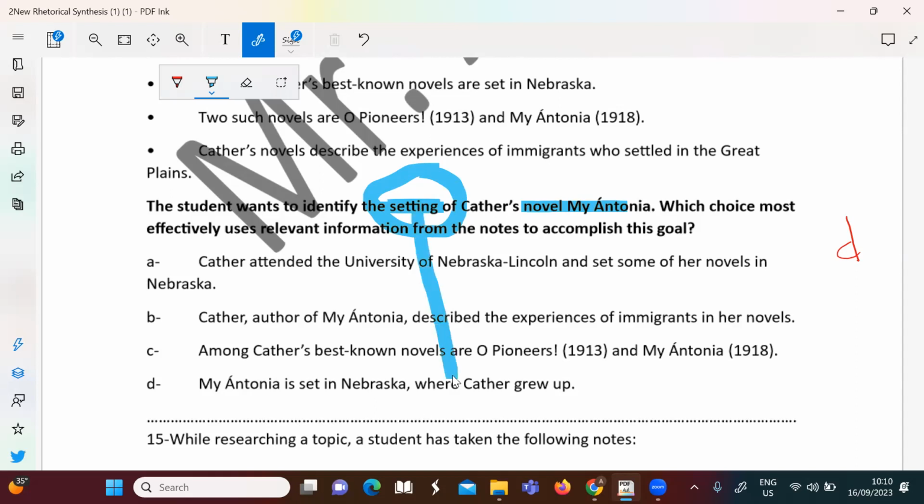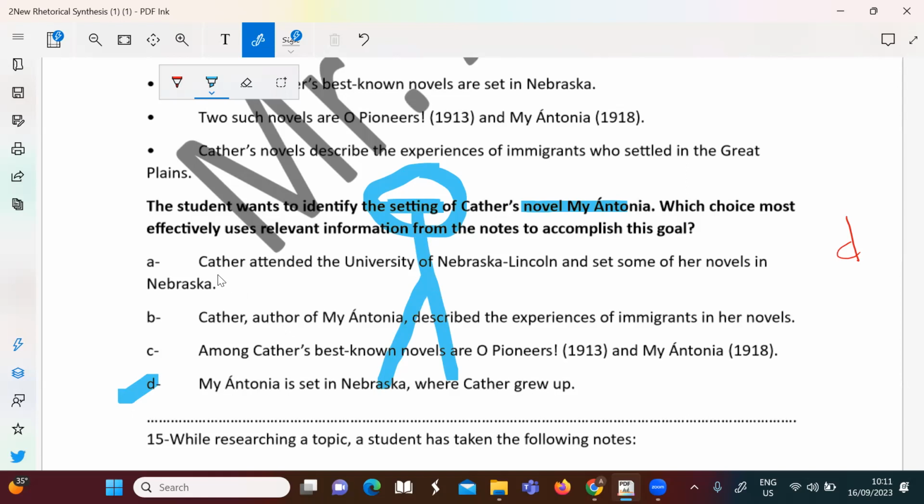Where? Yes, and it's the place itself. Okay. Look at C. "Among best known novels are blah and blah." What's wrong with that? He didn't say anything about the place. What about B? He talked about Catherine, that she's the author, described without mentioning anything about the place.